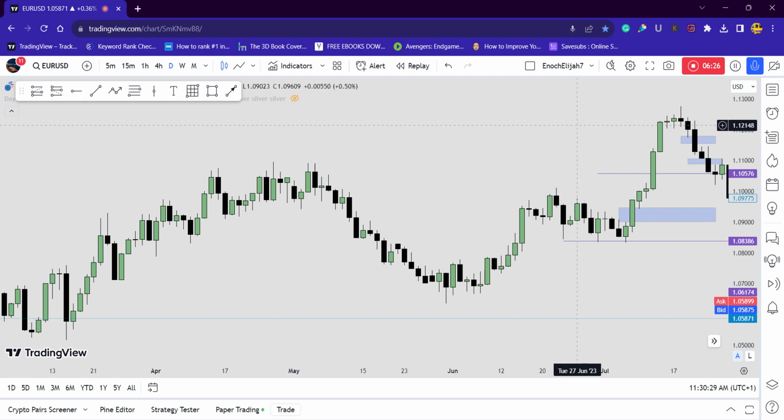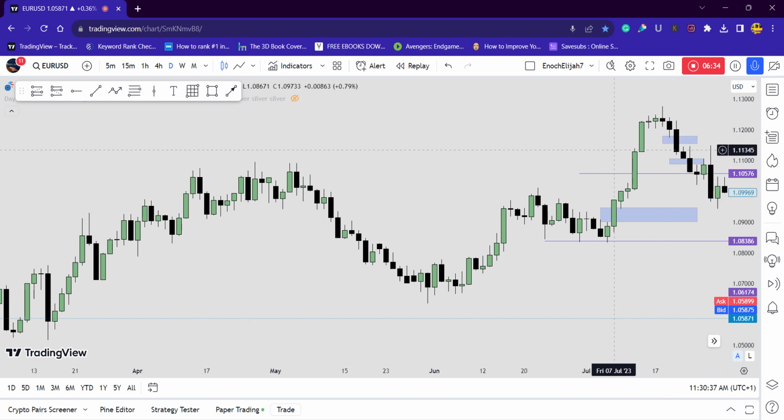So next day, what's my bias for the next day? Next day, I want to believe that price will reach for this imbalance. What happened? Price went up and then did what?